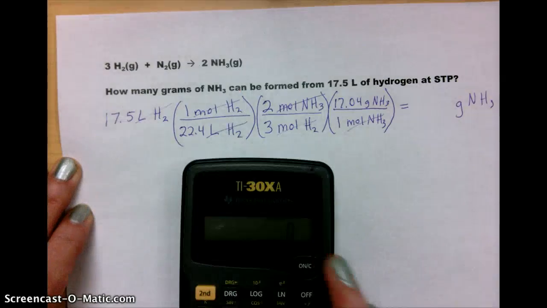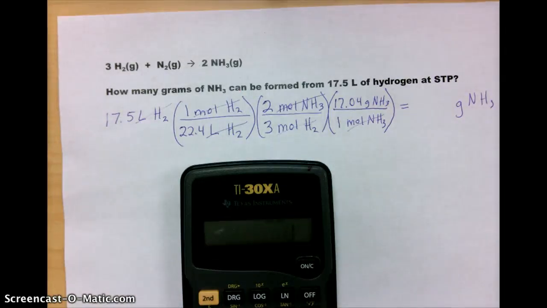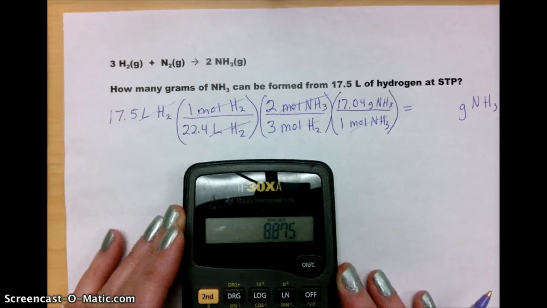So let's calculate this. I start out with 17.5 times 1 divided by 22.4 times 2 divided by 3 times 17.04 divided by 1. Let's try that again. 17.5 times 1 divided by 22.4 times 2 divided by 3 times 17.04 divided by 1, and it equals 8.875 grams. Now let's see how many sig figs we should have.